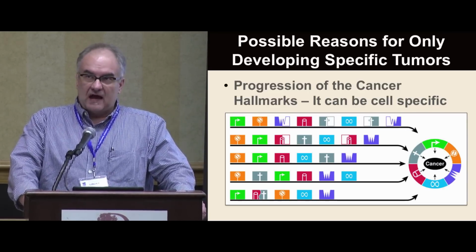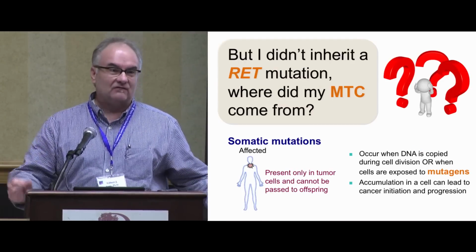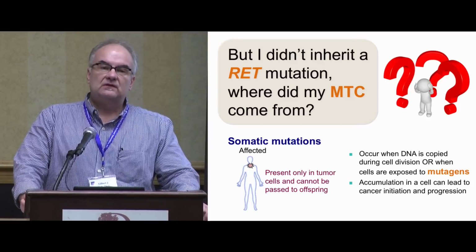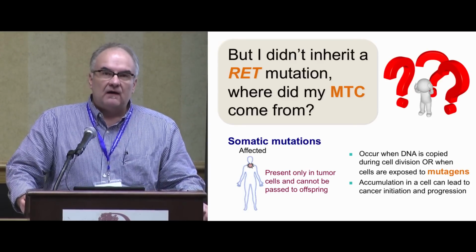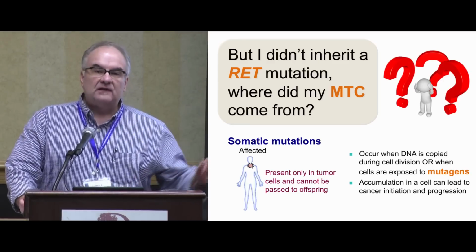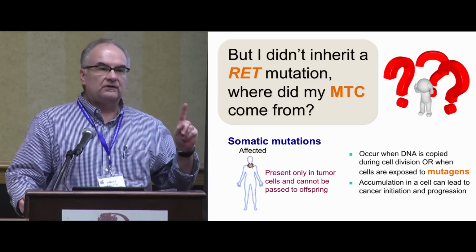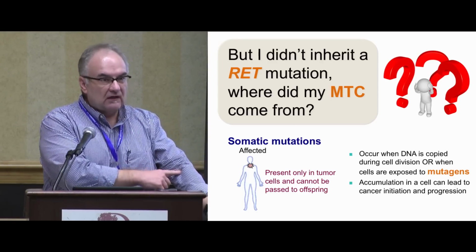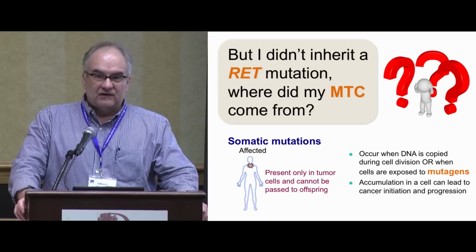Okay, so at least half of the room is going, but I didn't inherit a RET mutation and I got MTC anyways. Where did that come from? Well, some of you have heard about somatic mutations. Somatic mutations are mutations that occur only in that one tissue, in this case, only in the thyroid C cell. They cannot be passed on to your children. Important, remember that. If you're told that you have a mutation in your tumor and you've had your blood tested and it's not in your blood, you can't give it to your kids, okay? That's important. But how did you get that mutation?